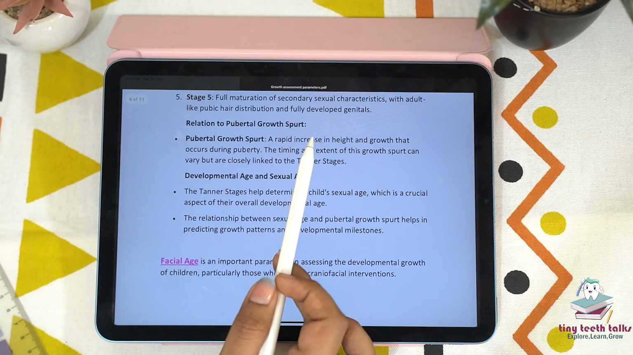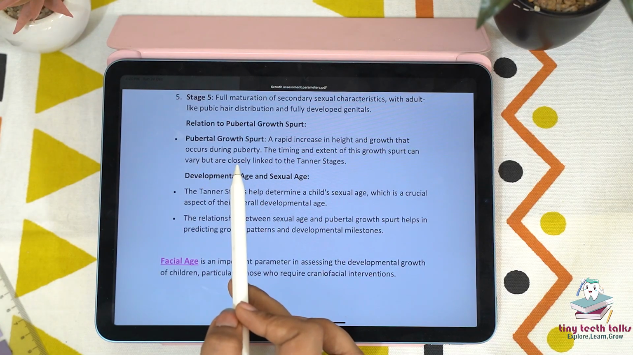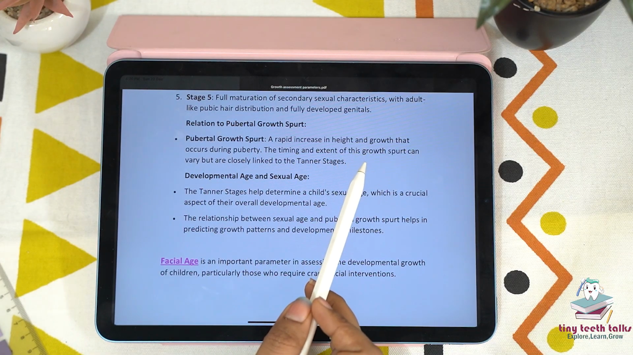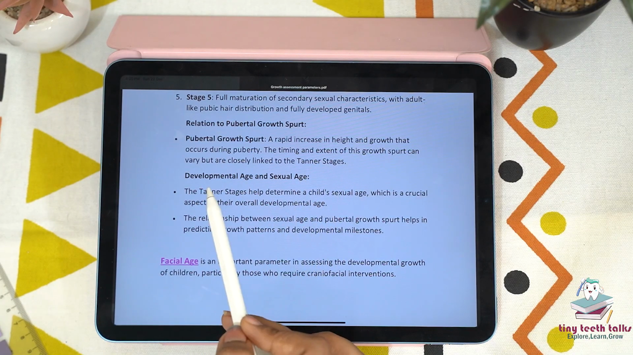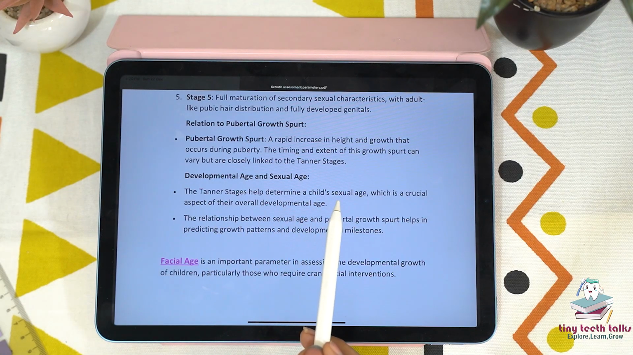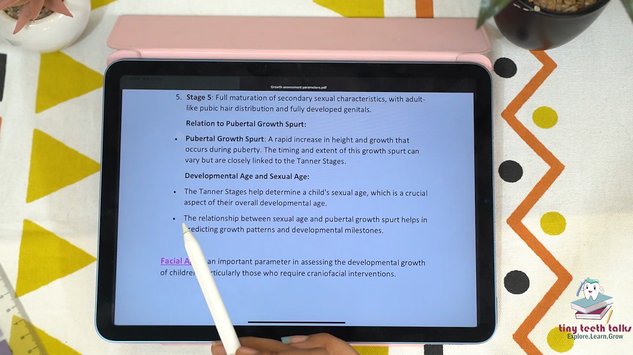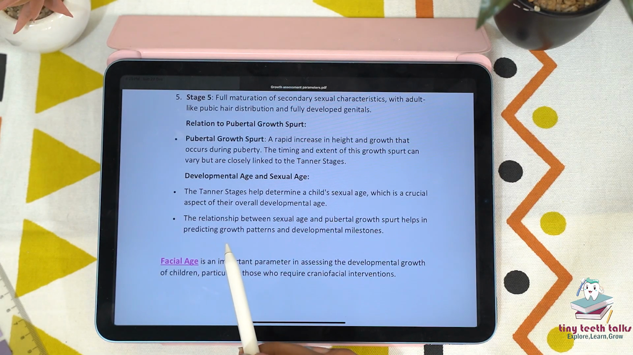Relation to pubertal growth spurts. Pubertal growth spurt is a rapid increase in height and growth that occurs during puberty. The timing and extent of this growth spurt can vary but are closely linked to the Tanner stages. Developmental age and sexual age. The Tanner stage helps determine a child's sexual age, which is a crucial aspect of their overall developmental age. The relationship between sexual age and pubertal growth spurts helps in predicting growth patterns and developmental milestones.